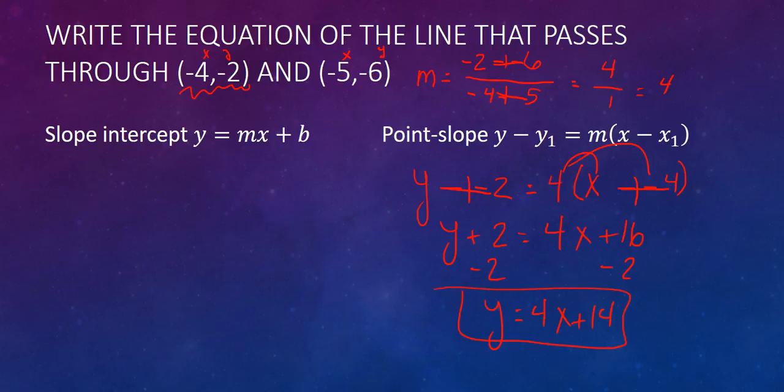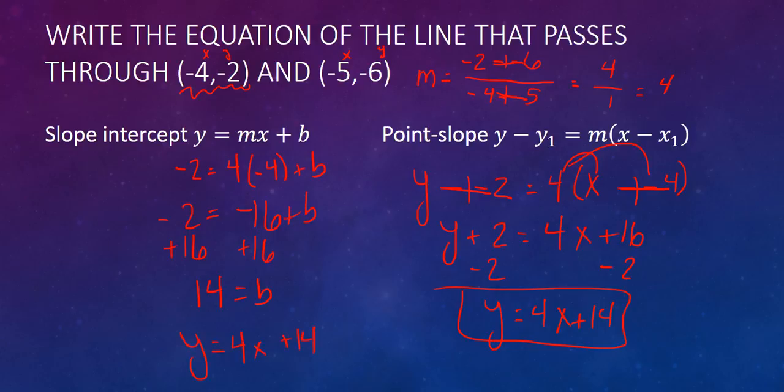So you could have also done slope-intercept form, so y was negative 2, slope m is 4, x value is negative 4 plus b. 4 times negative 4 is negative 16. Add 16 to both sides, and we get 14 equals b. So again, slope was 4, and y-intercept is 14, so I get y equals 4x plus 14.